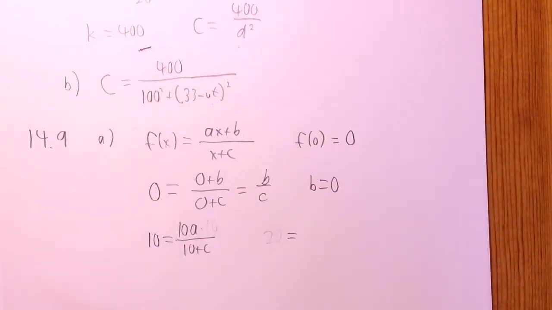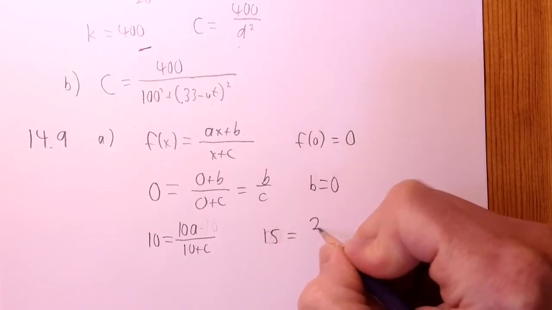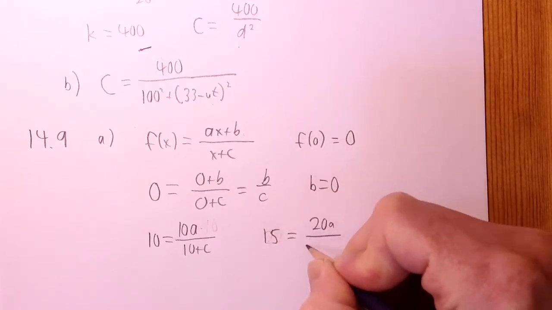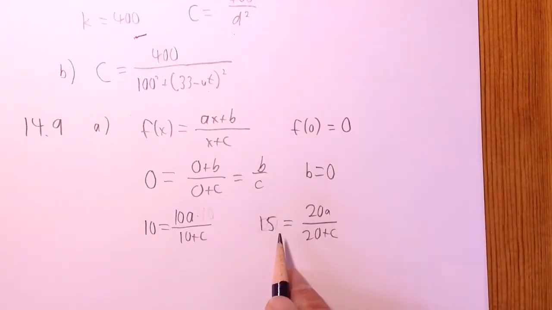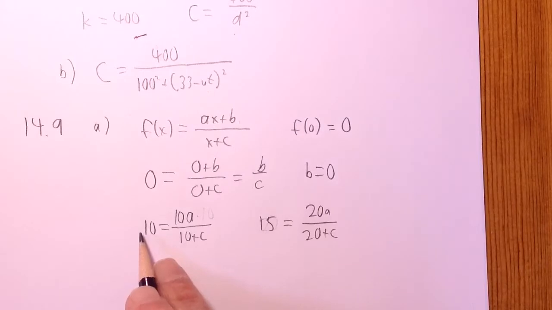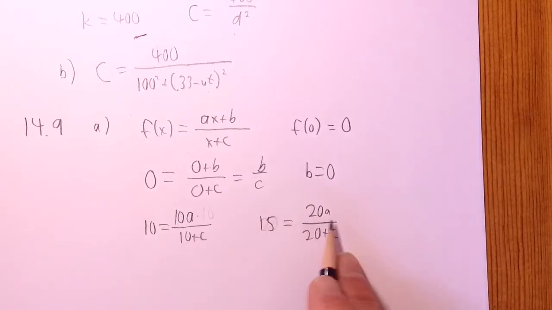F of 20 is 15. That means this is 15 and x is 20. So it'd be 20a divided by 20 plus c. We have these two equations. Two equations, two unknowns. Multiply 10 plus c on both sides, 20 plus c over here, and solve for one of them. And then plug into the other formula.